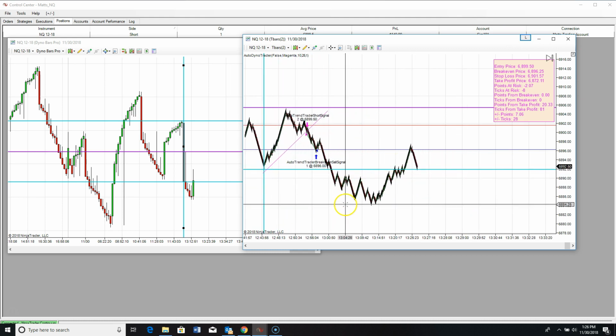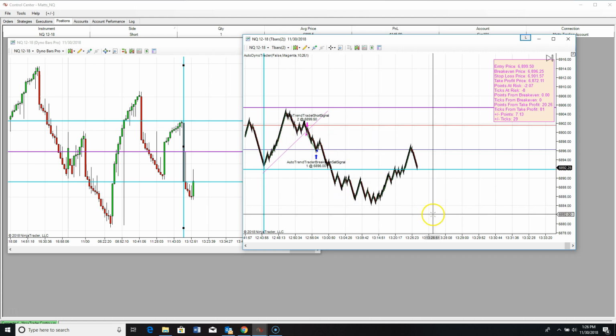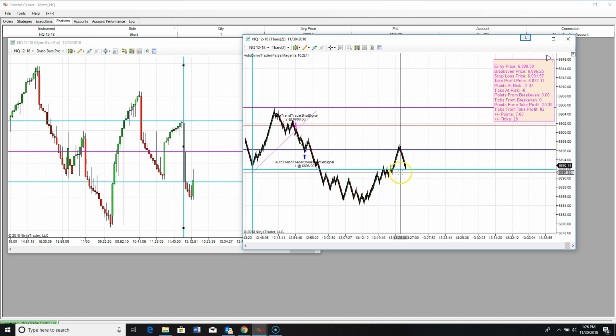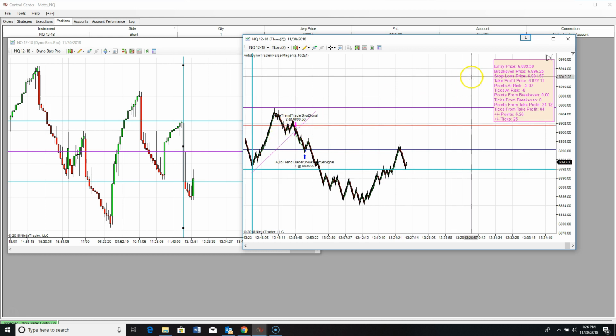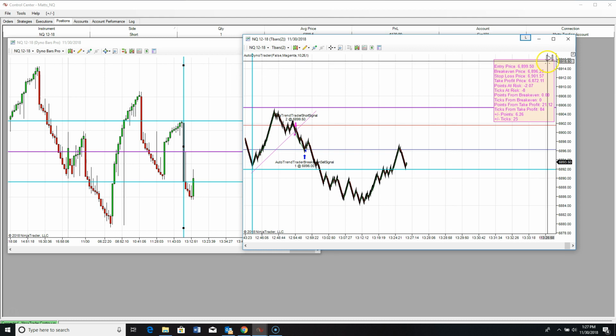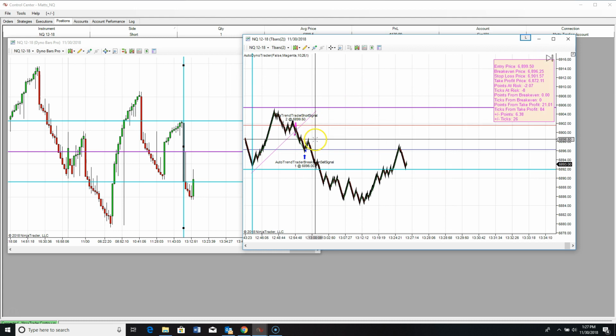So what do we see? About 15 points positive so far on this trade. Our entry price was $8.99. Not much room there.